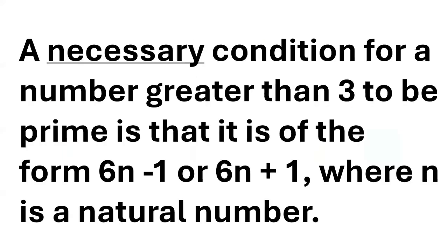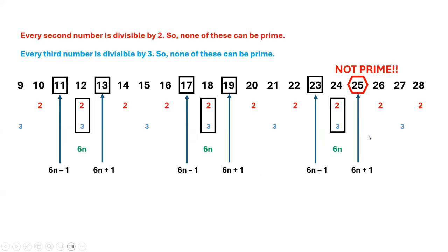So that leads to the observation that a necessary condition for a number greater than 3 to be a prime is that it is of the form 6n-1 or 6n+1, where n is a natural number. But this is not a sufficient condition. So it's necessary, but not sufficient, to have a prime number. As we saw in the previous slide, 25 is of the form 6n+1, but it's not prime.